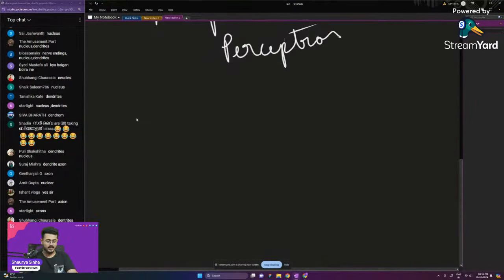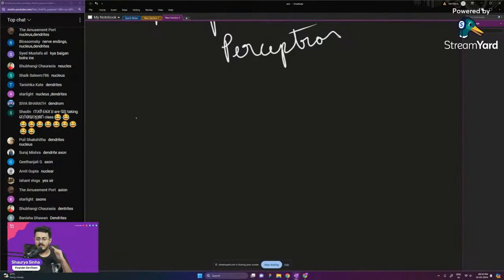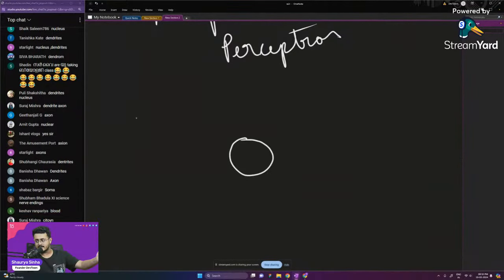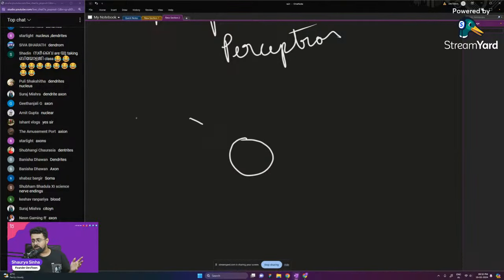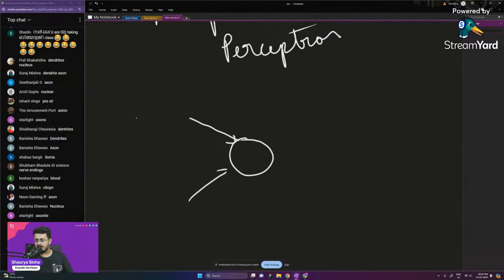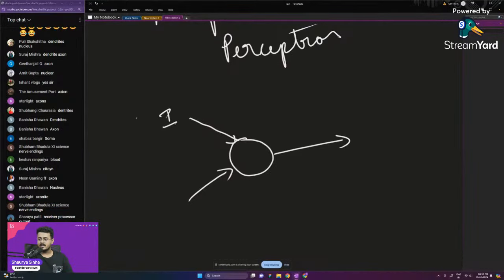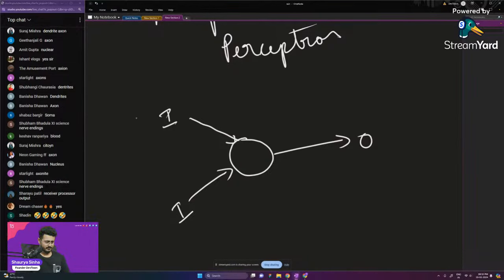Let us try to draw it out. We'll create a nucleus. This circle is our artificial nucleus, guys. We'll get inputs into this. We'll give two inputs right over here and we'll give an output right over here. So input, input, output, and this is our nucleus.